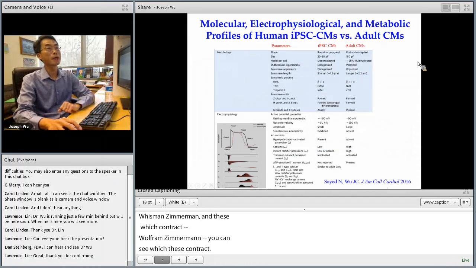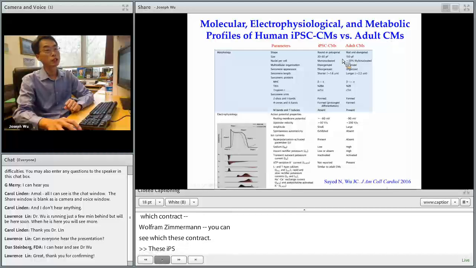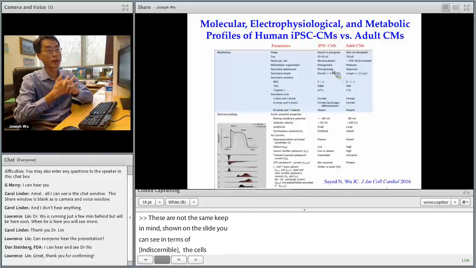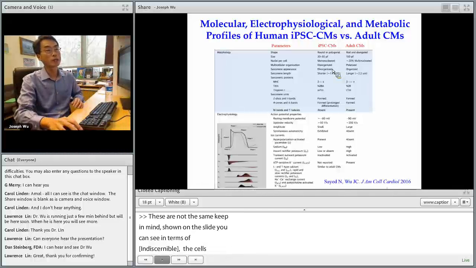Now, keep in mind that these human iPS cardiomyocytes are not exactly the same as adult cardiomyocytes. Shown here on this slide, in terms of morphology, these cells are round compared to rod shaped. The sarcomere structure is disorganized unless the cells are aligned using the 2D micropatterning. By themselves, they're disorganized compared to polarized right here.